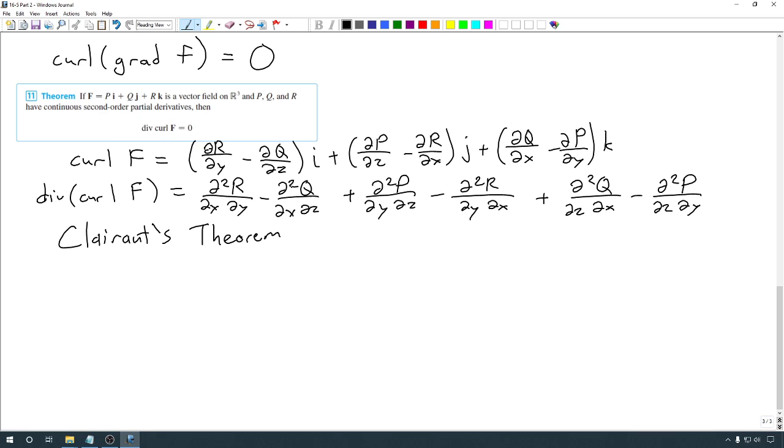Same thing happens with the second derivative of q with respect to x and z, or z and x. Those cancel out. And finally, with the second derivatives of p with respect to y and z, or z and y, those also cancel each other out. So everything here becomes 0.